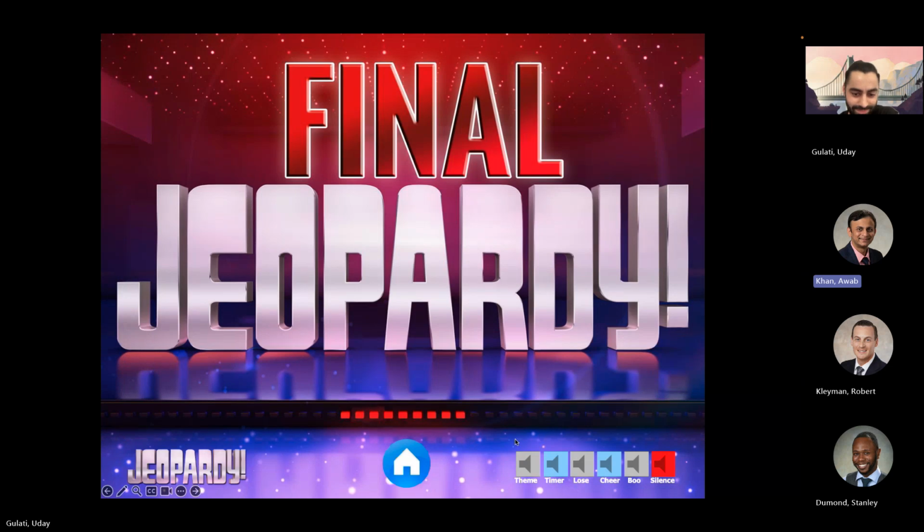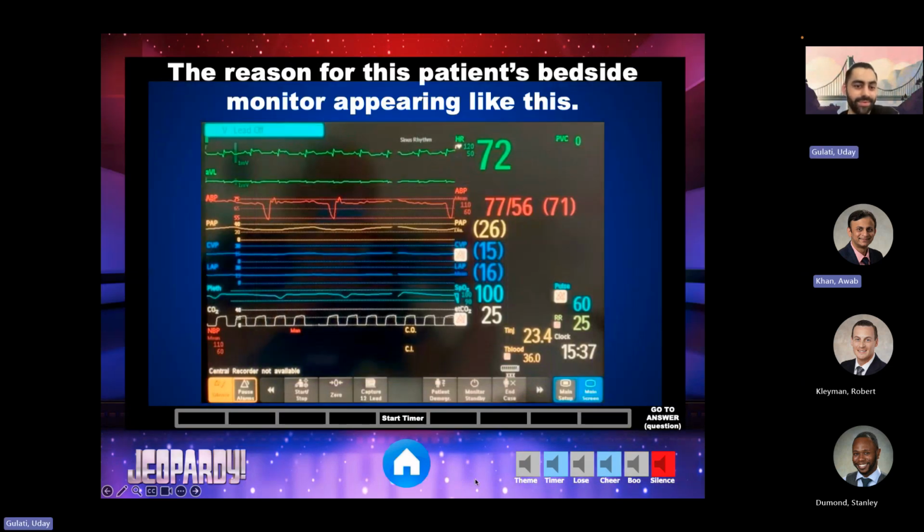Wager it all. YOLO, right? All right. What is the reason for the patient's bedside monitor appearing like this?